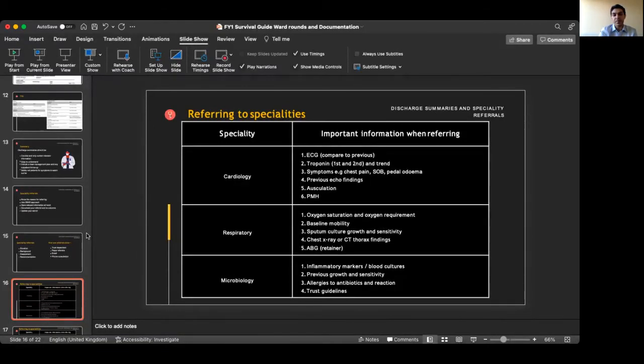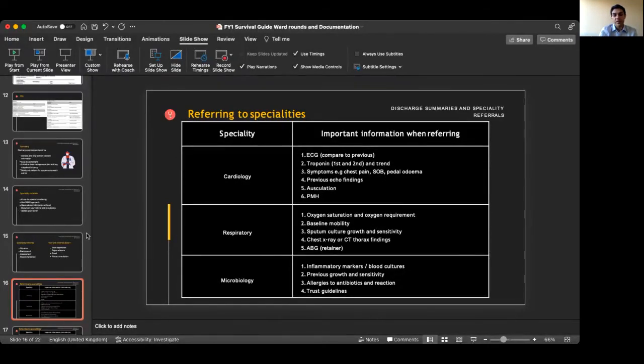If the patient has had any previous echoes, you can include this in your referral. And what did you hear on auscultating for heart sounds? Did you hear any murmur, or were there normal heart sounds? It's also important to tell the referring clinician about any relevant past medical history if it's cardiac related. For instance, has this patient had an NSTEMI or STEMI in the past? Are they known to have heart failure, or are they known to have angina, for instance?